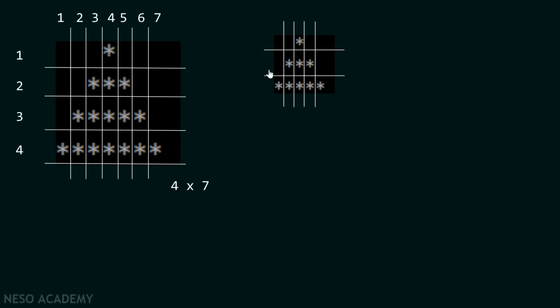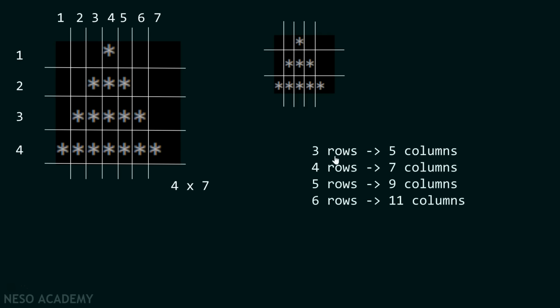Obviously, for different number of rows, you are having different number of columns. Like in this case, you are having 3 rows and 5 columns. In this case, you are having 4 rows and 7 columns. Therefore, it is a requirement that if we want to represent a pyramid like this, we first need to know how many number of columns we require corresponding to the number of rows we have. If we are having 3 rows, then we require 5 columns, as you can clearly see here. If we are having 4 rows, then we require 7 columns.